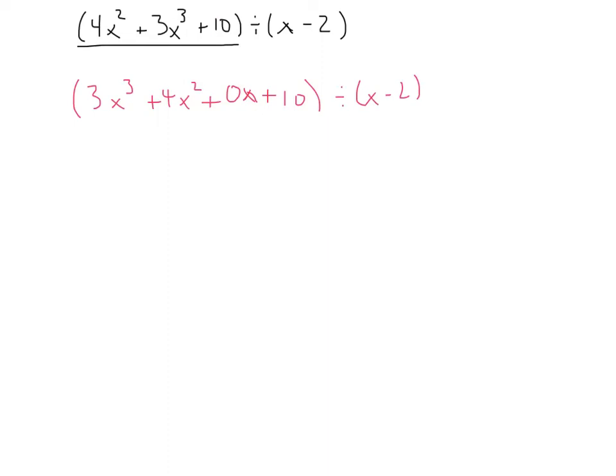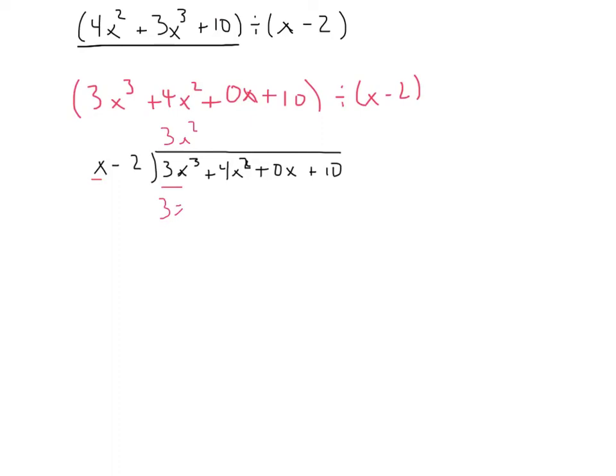Now I can write this out. So now I've got the division problem written out, and I'm going to go through this fairly quickly. x times what is 3x cubed? Well, 3x squared. 3x squared times x is 3x cubed. And minus 6x squared. Subtract and get 10x squared, bringing down my 0x. And x times 10x is 10x squared.